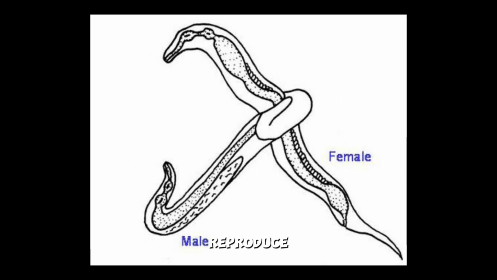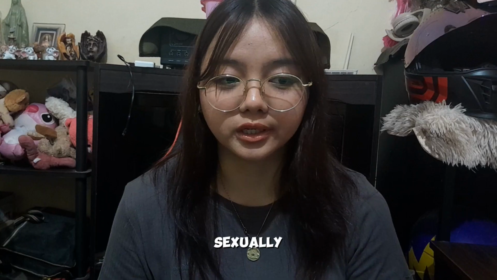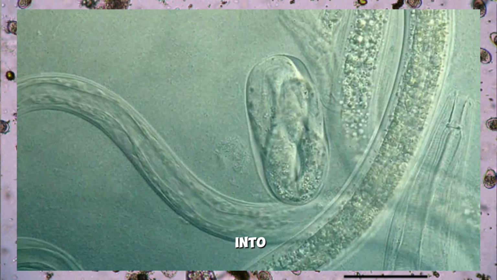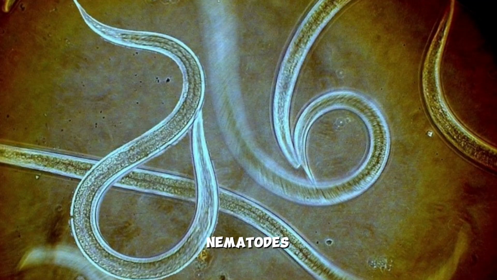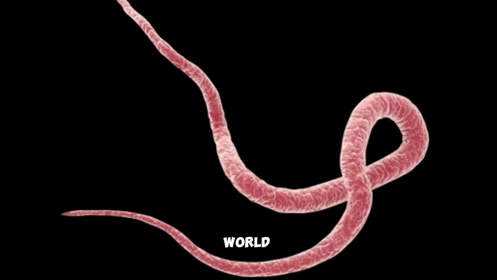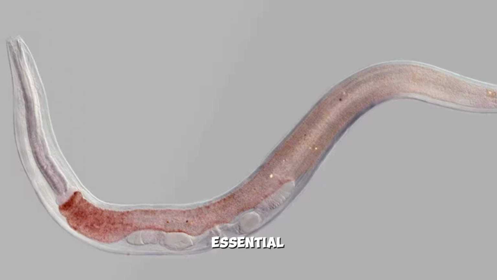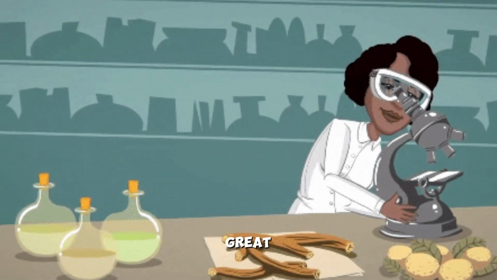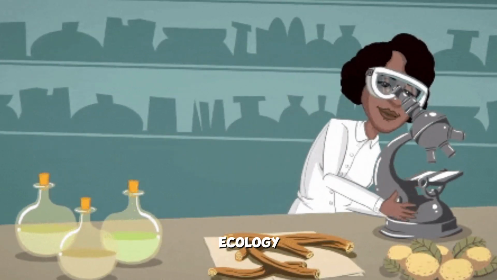When it comes to reproduction, nematodes can reproduce sexually and asexually, depending on the species. They lay eggs which hatch into larvae before developing into adults. Despite their small size, nematodes have a big impact on the world around us. They're essential for maintaining healthy ecosystems and are also of great interest to scientists studying everything from ecology to genetics.